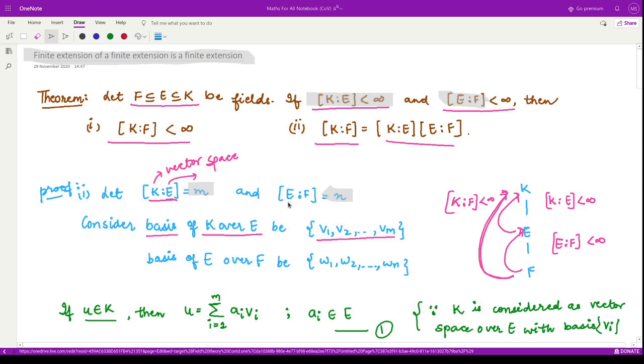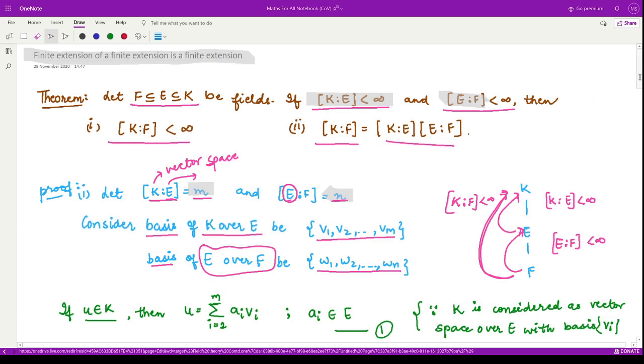Similarly, you can say that E is a vector space over F, and we have its dimension as n. Therefore we have n such elements present in the basis of E over F. So this is given to us. We have just assumed these numbers. Now we need to show that the degree of K over F is also finite.